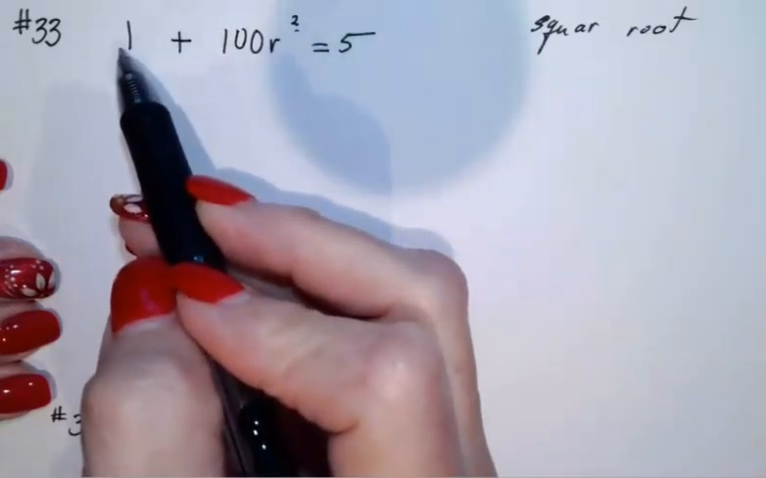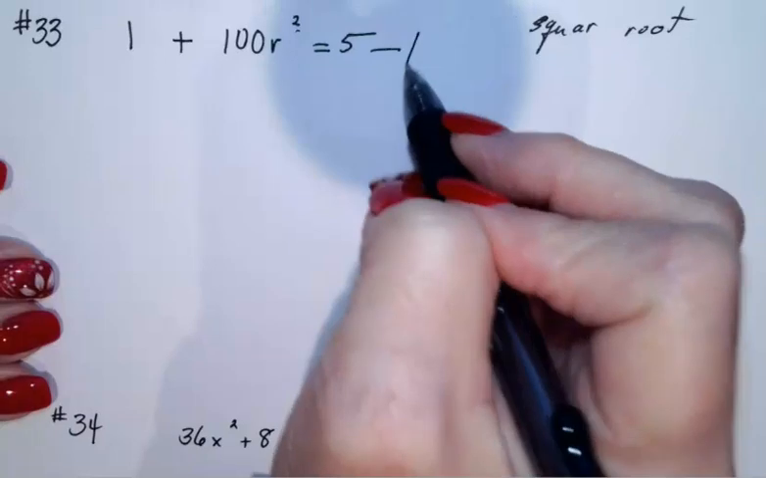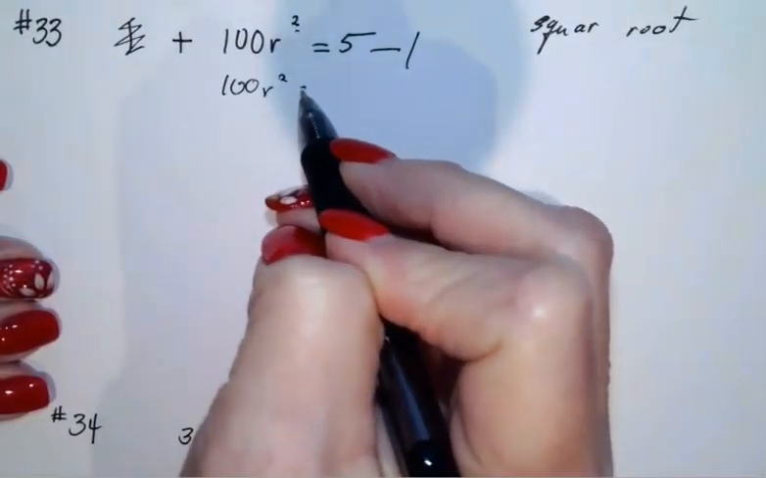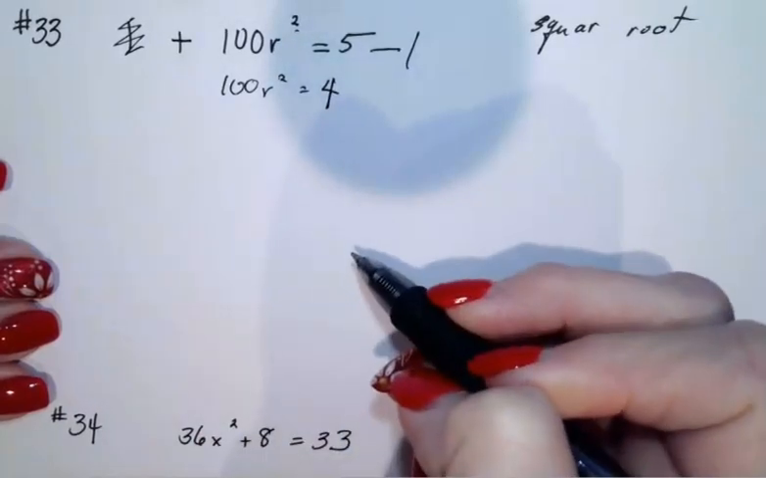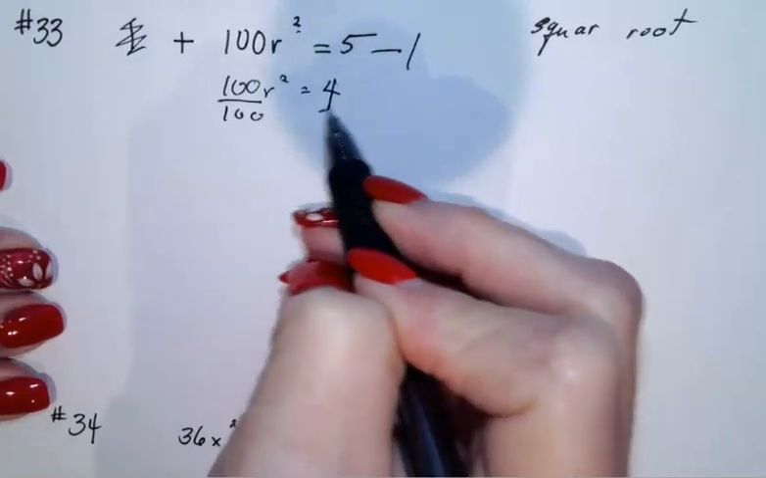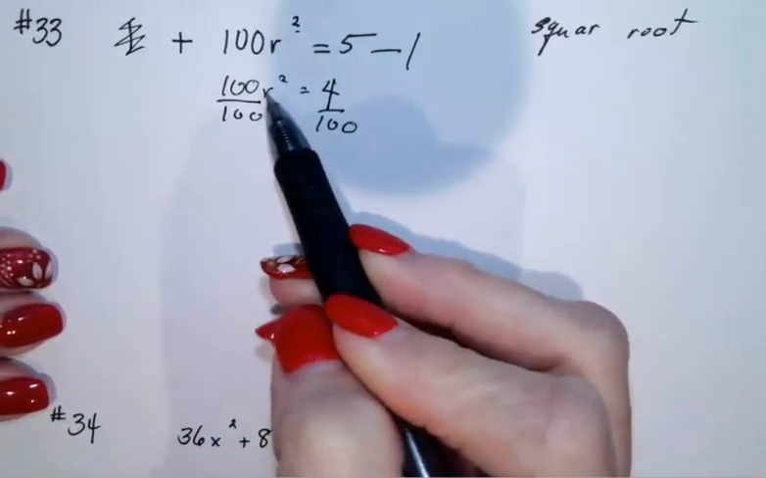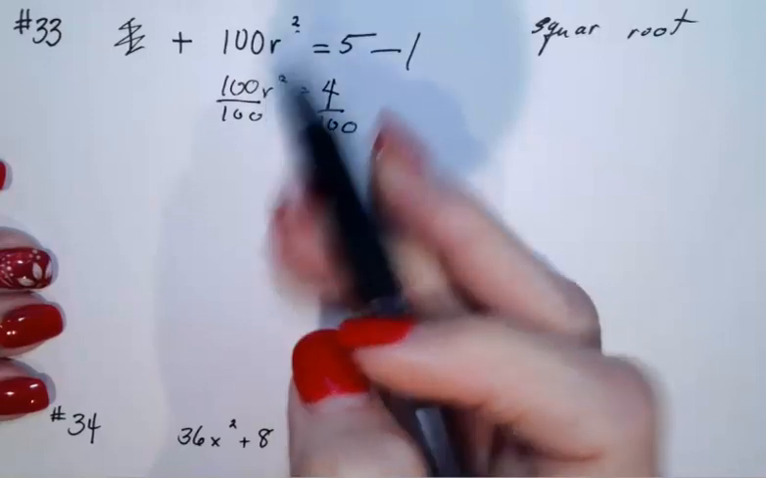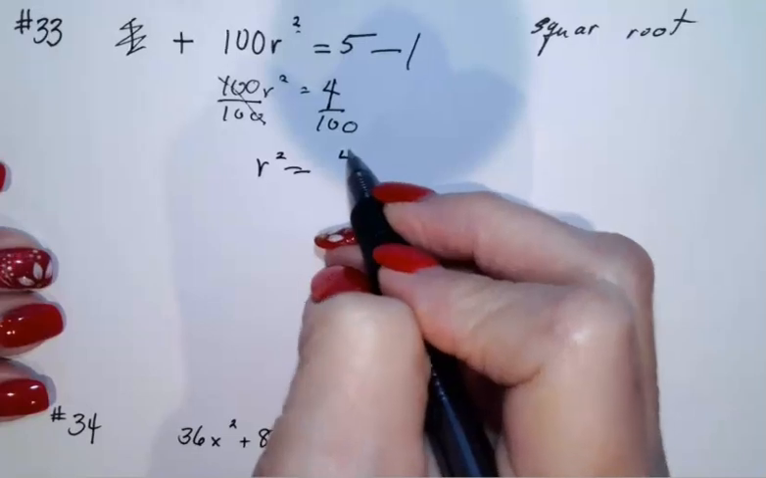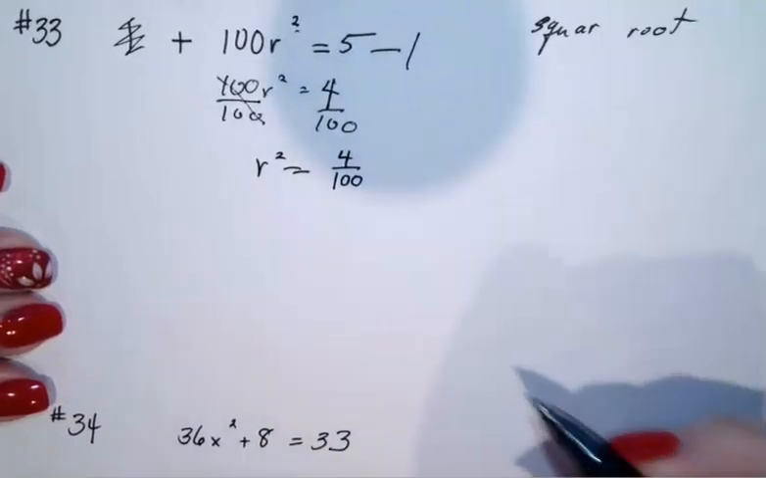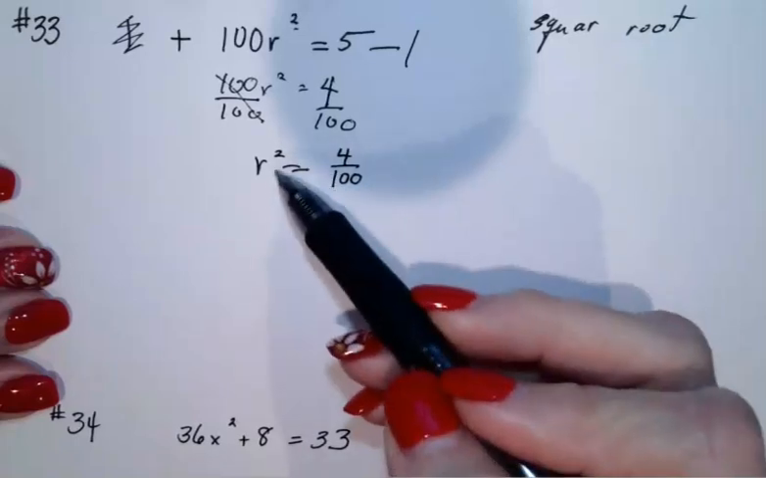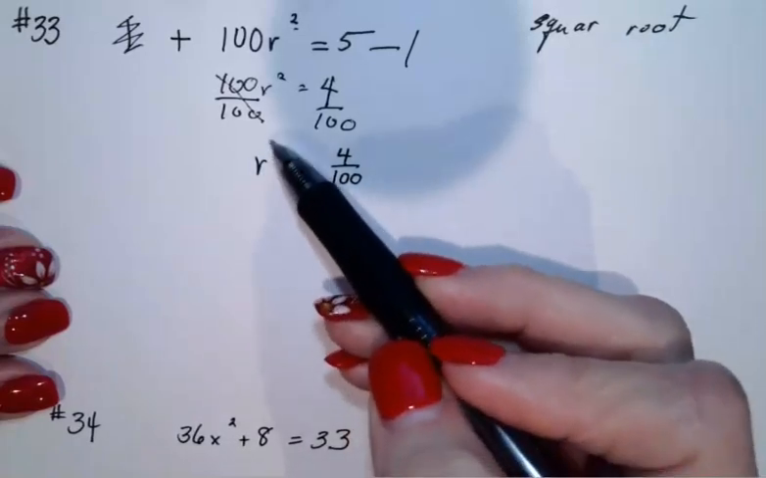This is a plus 1. So if I move it over here, it's a minus 1, right? So I have 100 r squared equals 4. And then I have to divide both sides by 100 because what am I trying to do? I'm trying to get r squared alone. So now I have r squared equals, and I'm going to leave this 4 over 100 for a minute. Okay? So I got it all by itself. So I have r squared by itself.